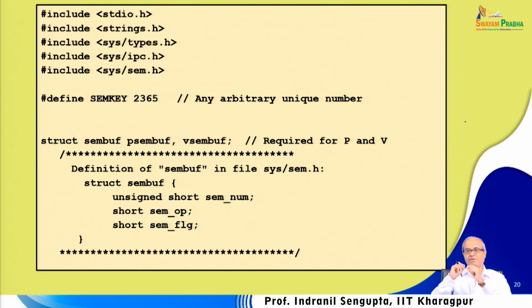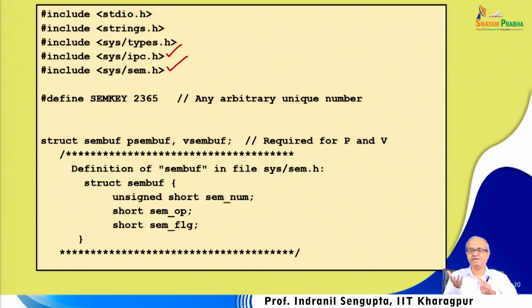Well, for semaphores again you have to include some header files, like IPC, inter-process communication, and in addition for semaphores you have to include sem.h. This is a header file where some of the semaphore variables are defined. Now, for every semaphore you are defining some kind of a structure.